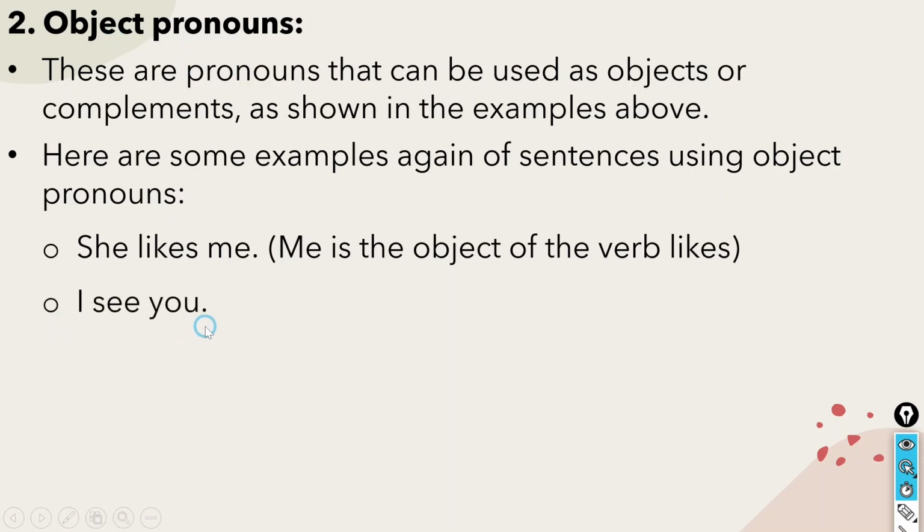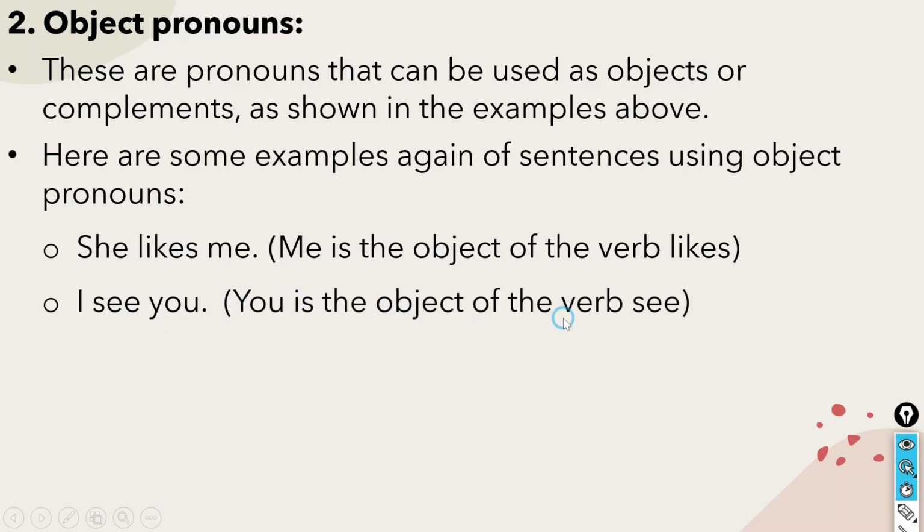Then "I see you." You see, "you" is the receiver of the action "see." So "you" becomes an object pronoun. Why? Because it is being used as the object in this sentence. It is the one receiving. So "you" is the object of the verb "see," and because of that, "you" qualifies to be the objective pronoun.